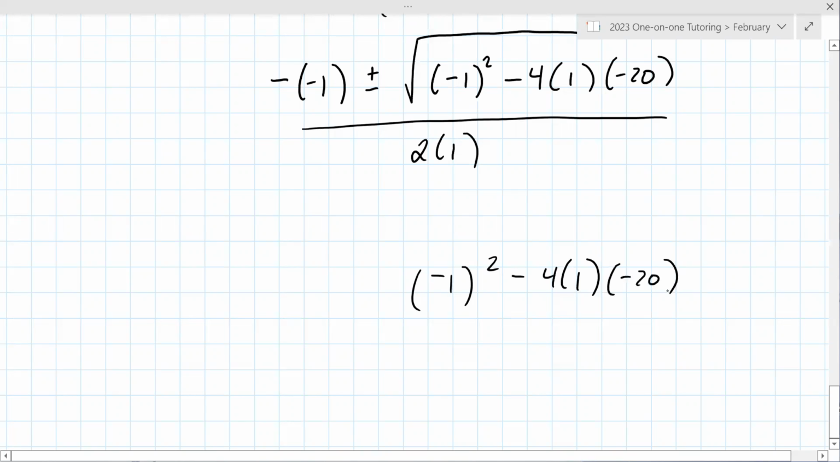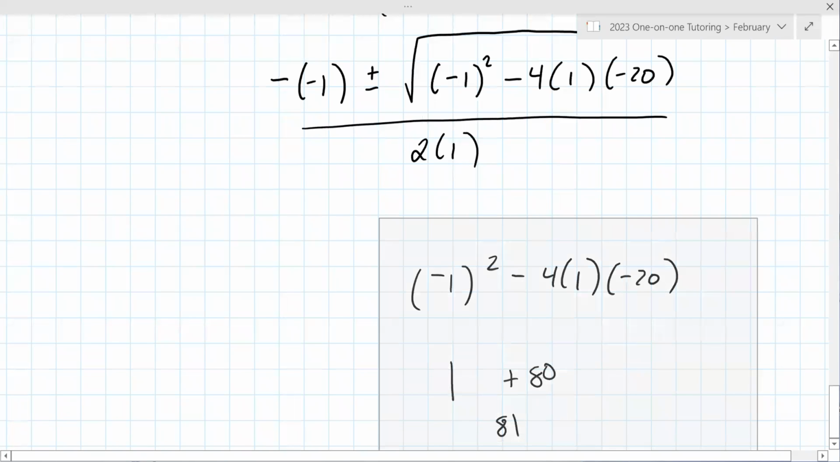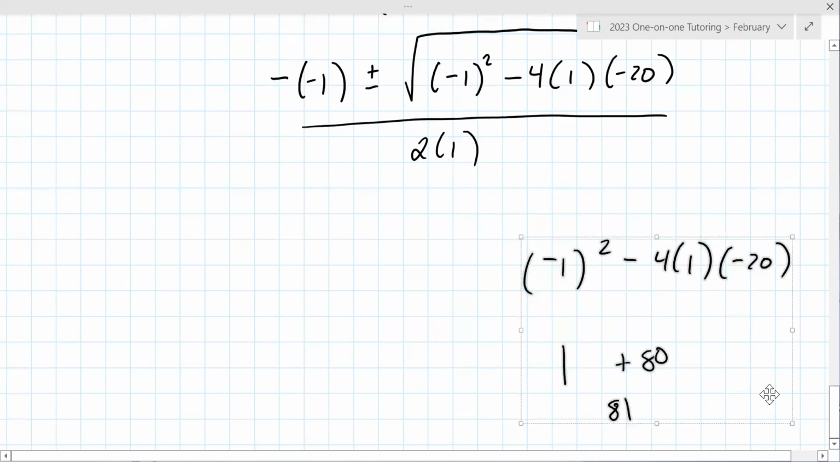To do it by hand, which is totally allowed, you have to know how to multiply these numbers. 4 times 1 times -20 is -80. The -80 goes with the minus, so it becomes +80. So it becomes 81. And that's why I made that comment that most of the errors are made inside the square root. It messes up the entire problem.